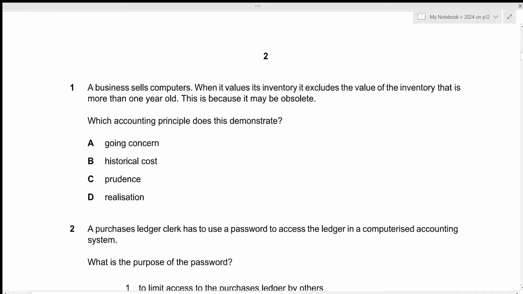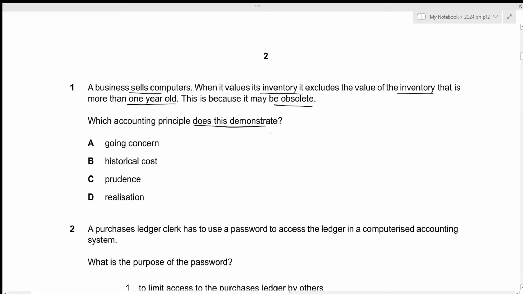For the first question, a business sells computers. When it values its inventory, it excludes the value of the inventory that is more than 1 year old. This is because it may be obsolete. So obsolete inventories are not included while calculating the value for the total inventory to be put into our financial statements. Which accounting principle does this demonstrate?